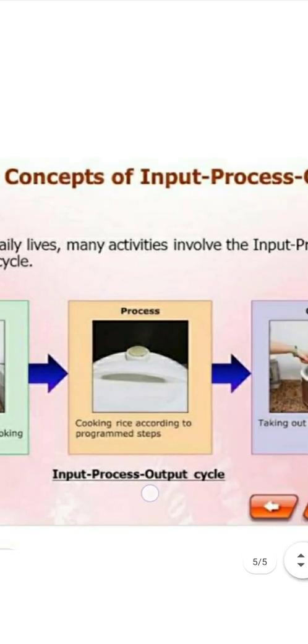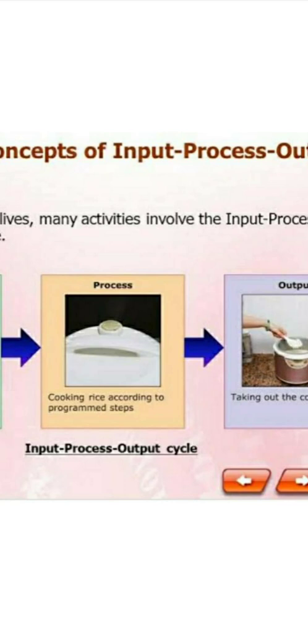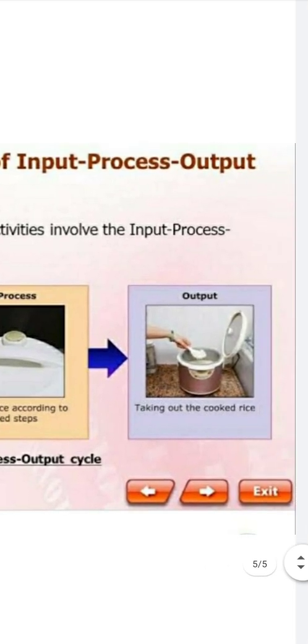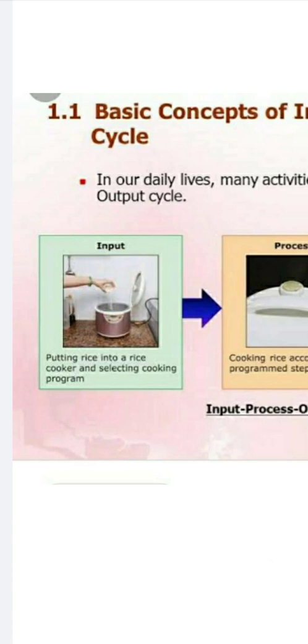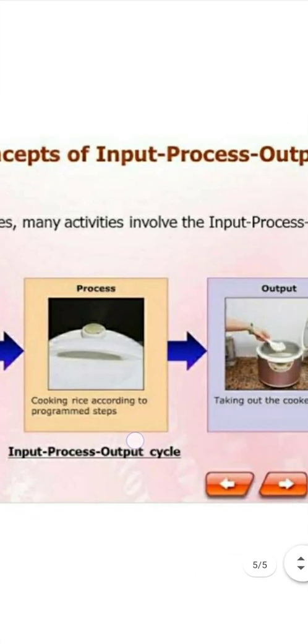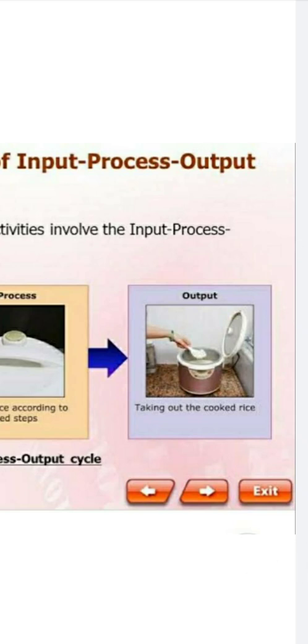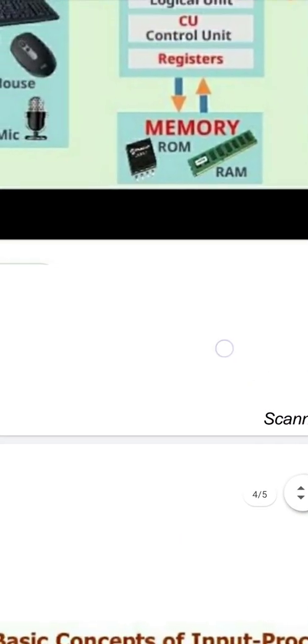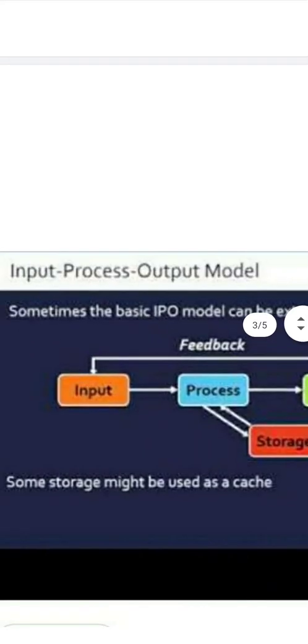This is your input. Then cooking rice according to programmed steps. The rice is cooked according to whatever program steps we have set. This is the process. And then taking out the cooked rice. Now the rice is already cooked, and we are taking it out. That is the output of our input given. In the first stage we gave the input, put the rice, and it processed, it cooked. Now we are taking out the rice. That is the output. So I think you can easily understand what is input and what is output.